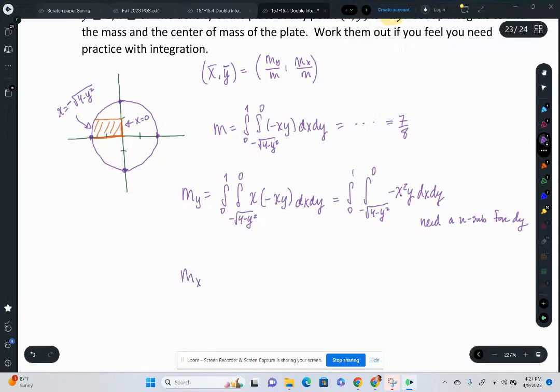And then m sub x will be equal to the exact same integral. There's only one change. So we'll still go from 0 to 1. We'll still go from negative square root of 4 minus y squared up to 0. But now it's y times the density function, negative xy, dx dy. So I can just go ahead and rewrite that one more time and talk about the actual integration. We get the negative square root of 4 minus y squared up to 0. And our integrand now is negative xy squared dx dy.